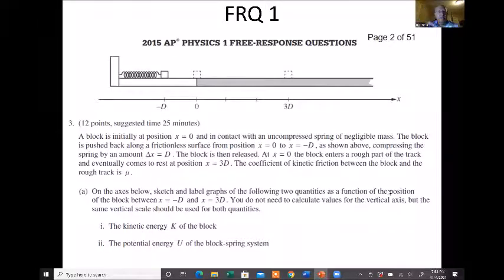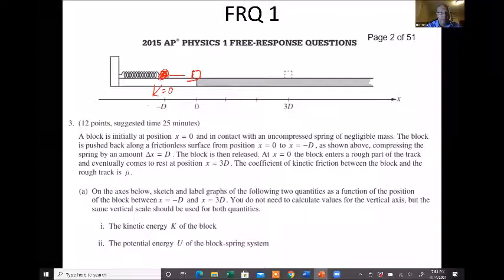All right, so big idea is the block starts off right here at 0. And then we push on the block and compress that spring. So we push it in the negative direction, compress it. So when it's at this point, it's not moving, which means it shouldn't have what? At negative D, it's not moving, so it doesn't have what? Kinetic energy. Yep, so at this point, kinetic energy is 0.